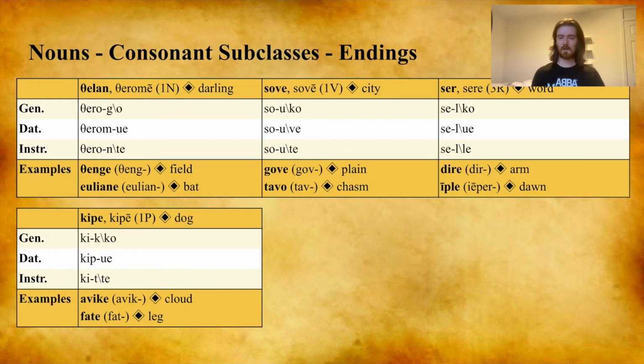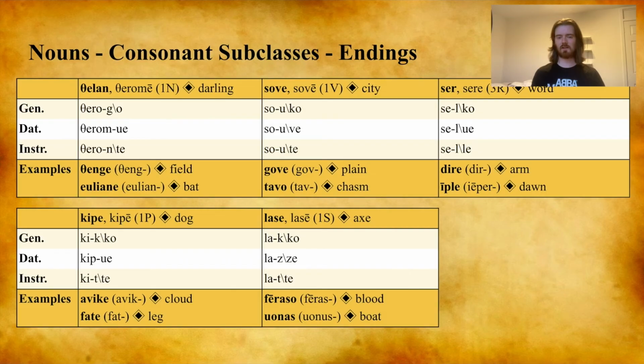I feel a bit uncomfortable saying what the genitive singular of leg would be in case YouTube does some kind of algorithmic search of the audio and decides to take it down because it sounds a bit like a swear word, so the dative instead is fatue. Now, as we saw in the previous slide, we would expect that cloud would have the genitive singular avicco, but it's avecco, so we'll be looking at that in the next video on vowel alteration.